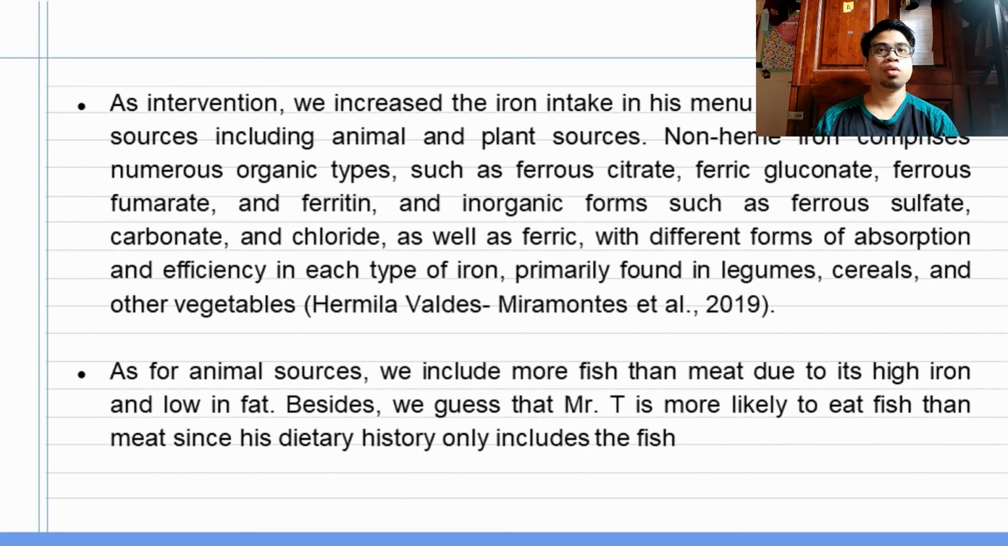As intervention, we increase the iron intake in his menu by varying the iron sources, including animal and plant sources. Non-heme iron comprises numerous organic types such as ferrous citrate, ferrous gluconate, ferrous fumarate, and ferritin, and inorganic forms such as ferrous sulfate, carbonate, and chloride, as well as ferric, with different forms of absorption and efficiency in each type of iron, primarily found in legumes, cereals, and other vegetables. As for animal sources, we include more fish than meat due to its high iron and low fat. Besides, we request that Mr. T eat fish rather than meat since his dietary history only includes fish.